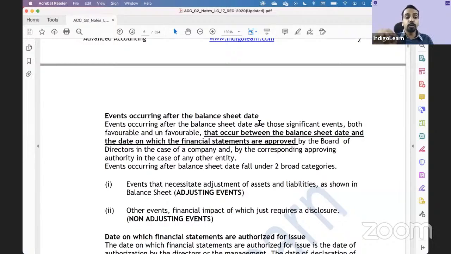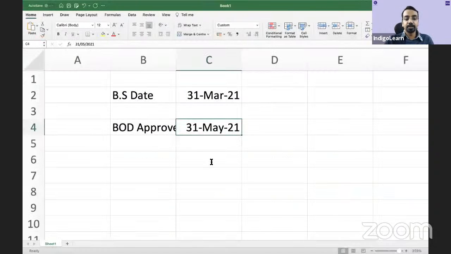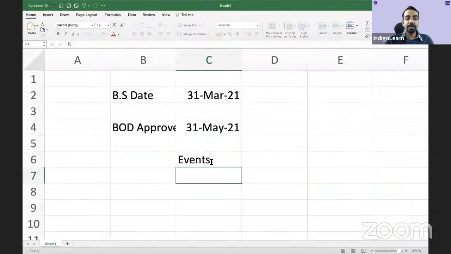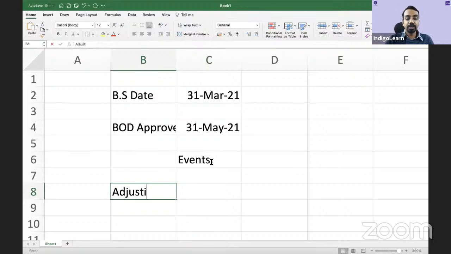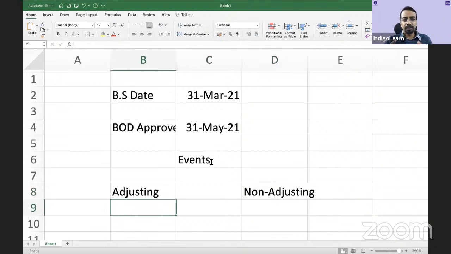Very important for you to remember this specific definition, because whenever a question is tested from accounting standard 4, you are expected to write this particular definition. Now, all of you would have learned that all the events which occur after the balance sheet date can be categorized into two parts: adjusting and non-adjusting. And you would have learned sufficient examples.